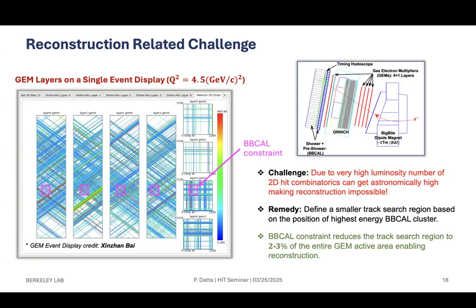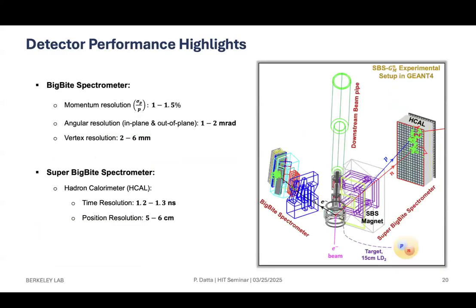And that reduced the entire active area of the GEMs to just 2 to 3% of its entirety, making the reconstruction possible. But for this to work, we also had to make sure that we had very good gain matching and calibration of the BigBite calorimeter throughout the running, which was also not a very easy task to do. And then in terms of detector calibration, again, all the detectors were new, so all the calibration scripts had to be written from scratch and then validated, fine-tuned, etc.